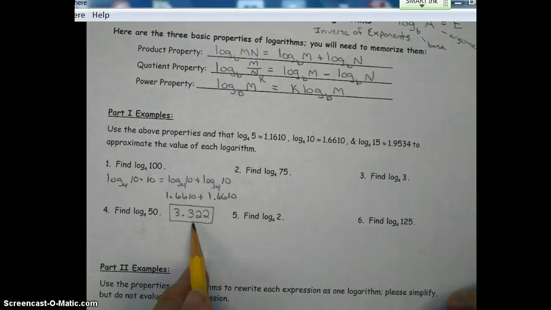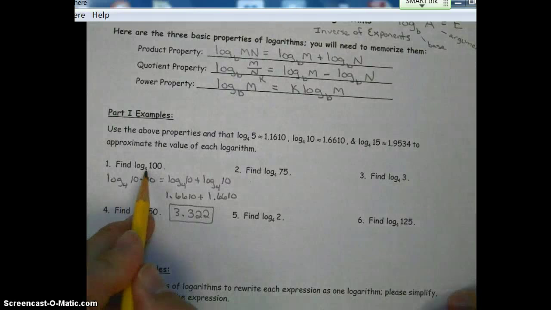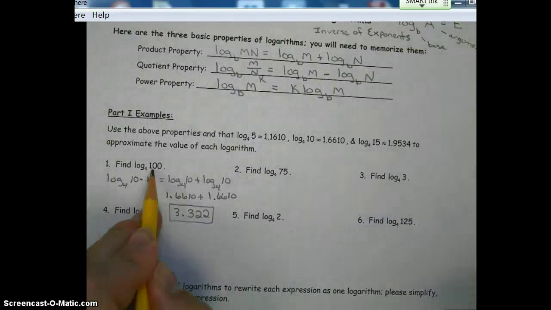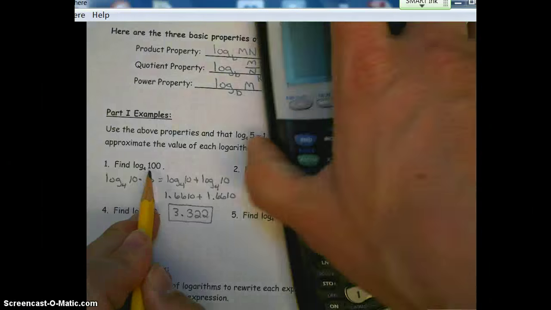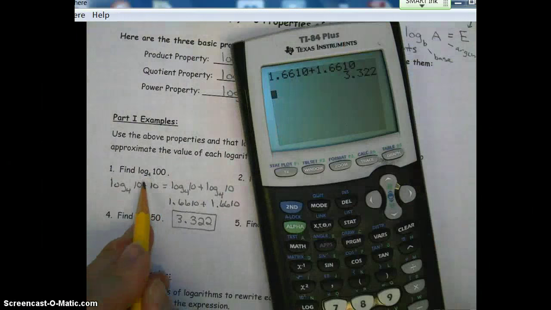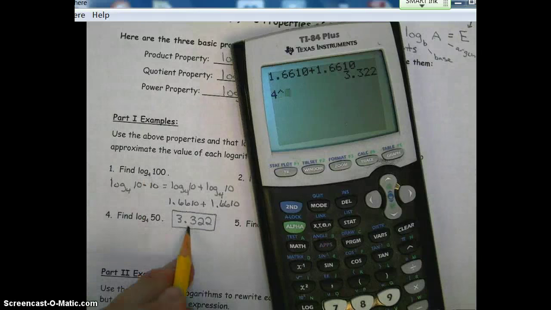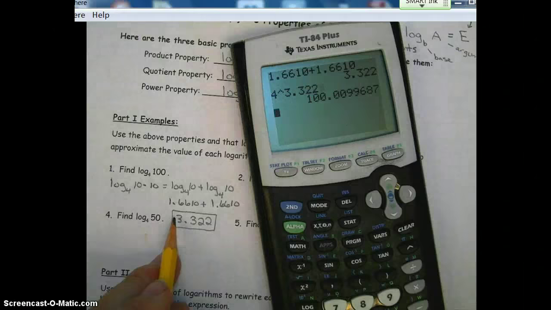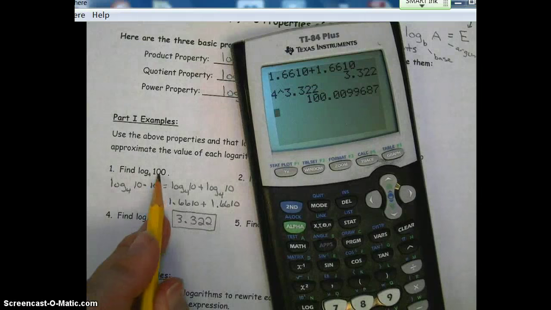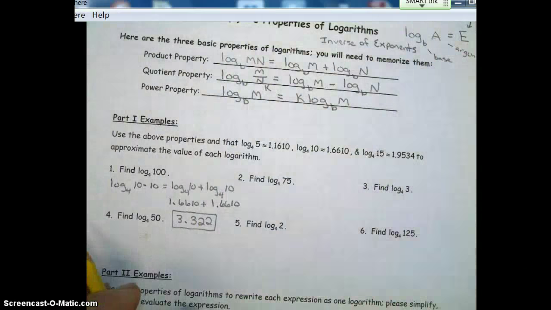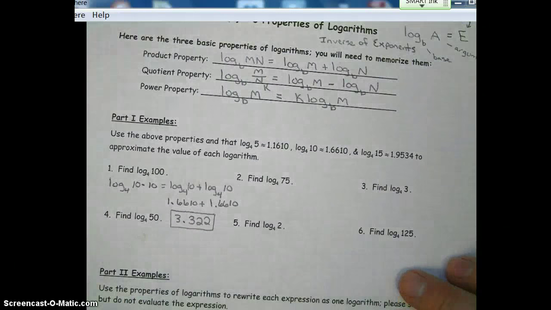This is an exponent. So if I take 4 and I raise it to this power, I'm going to get 100. Let's see that. If I take 4, the base, and raise it to this, remember this represents an exponent, we should get pretty close to 100. And we sure did.